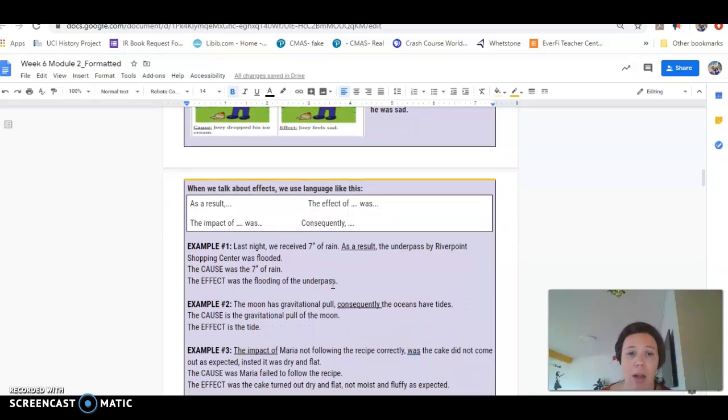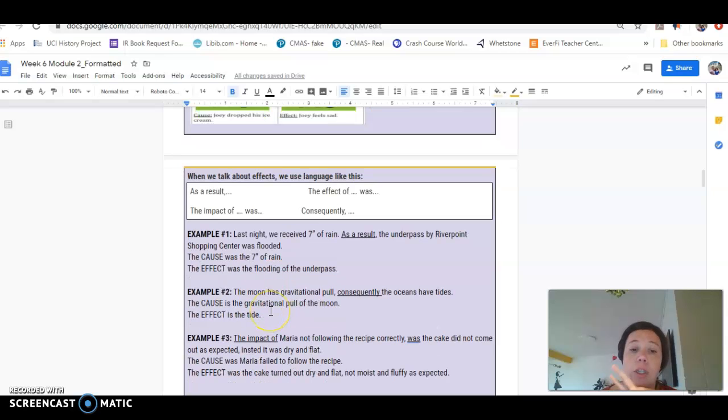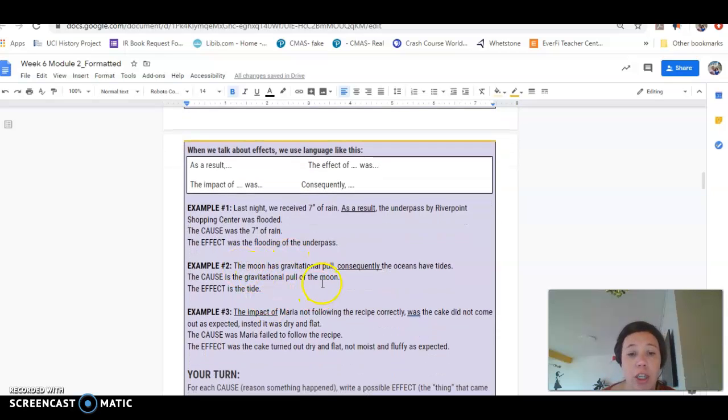So an example here, last night we received 7 inches of rain. As a result, so I'm using the language from the text box here, the underpass by River Point Shopping Center was flooded. So the cause was 7 inches of rain. The effect was the flooding of the underpass. Example 2. The moon has gravitational pull. Consequently, I'm using this as a consequence, the oceans have tides. So the cause is the gravitational pull of the moon. The effect are the tides.